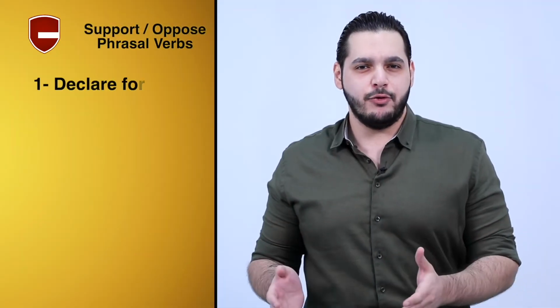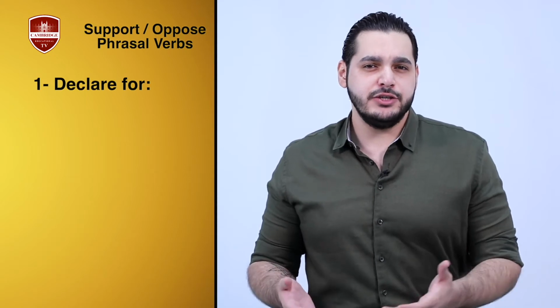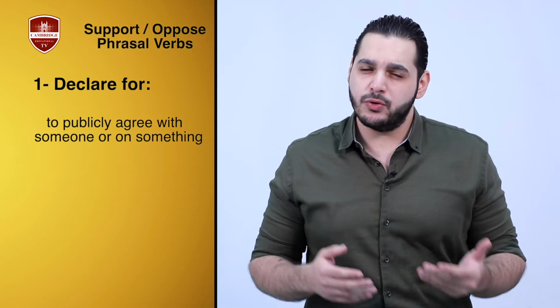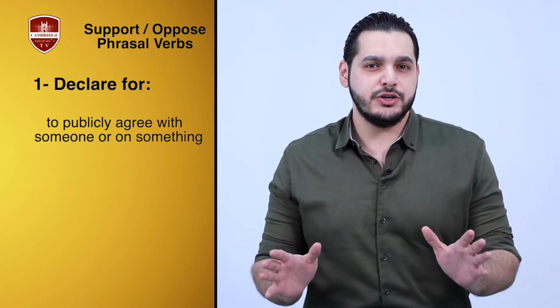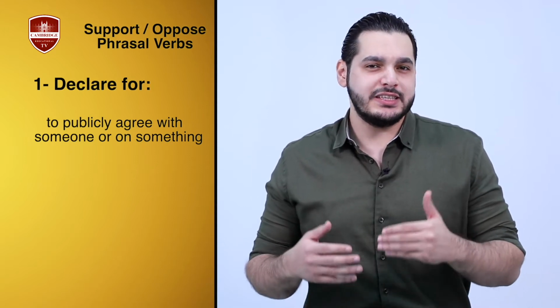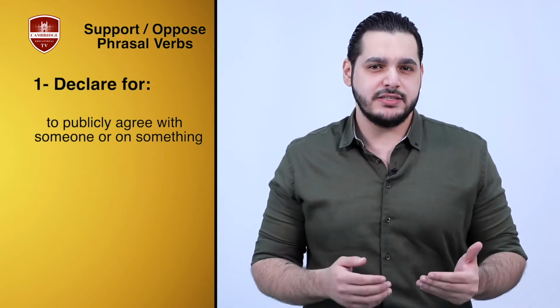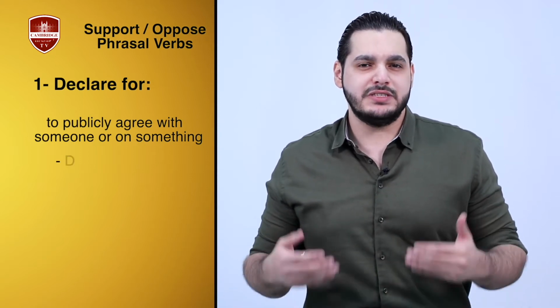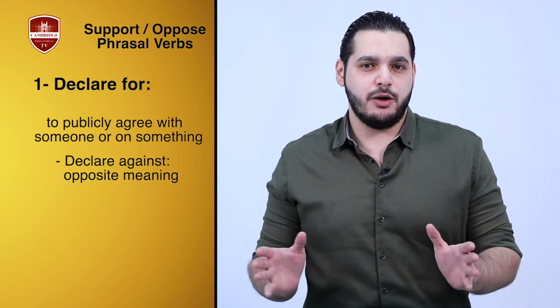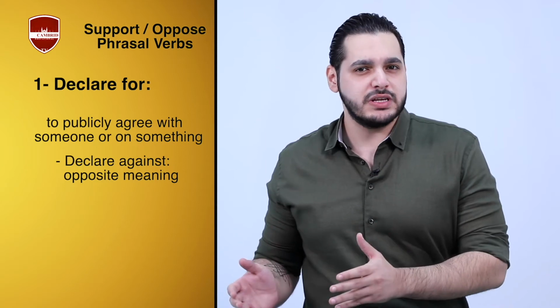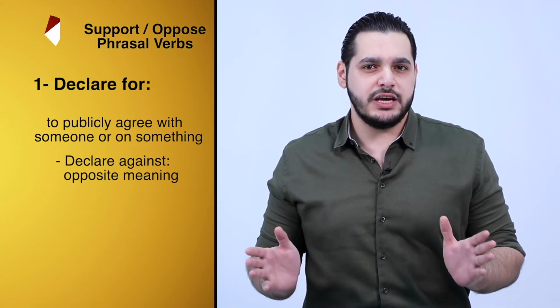The first phrasal verb for today is declare for. Now, this phrasal verb is used to show that you publicly support or agree with someone or something. Now, if you don't want to agree, you can simply replace the word for with the word against, and you will have the phrasal verb declare against, which has the opposite meaning. So if you declare against something or someone, that means you don't agree with someone or on something.